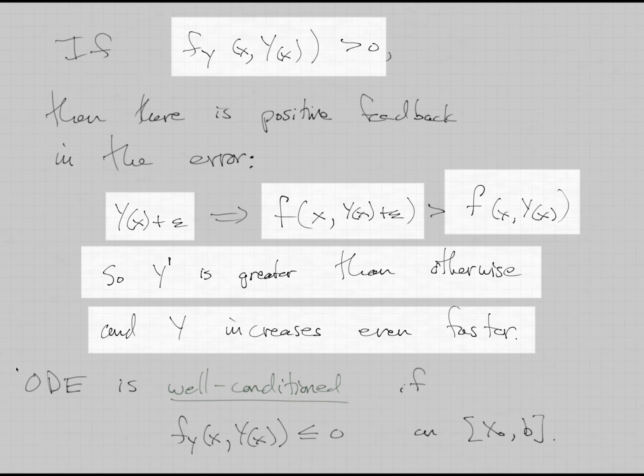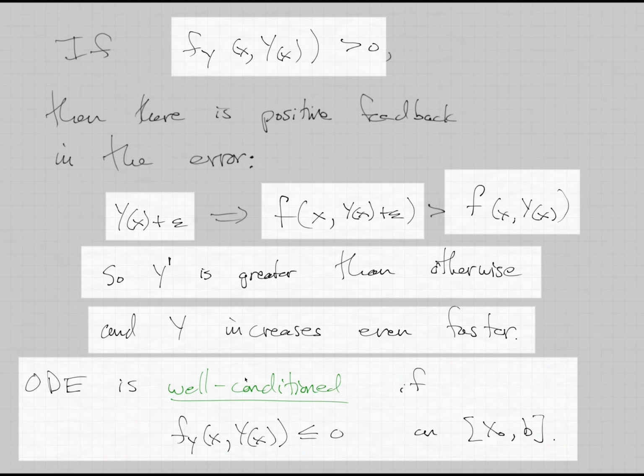So for that reason, we say that an ODE is well conditioned if this derivative, f sub y, is always less than or equal to 0. Right? It never becomes positive on the interval we're working on. Okay, so that would be a well-conditioned ODE.